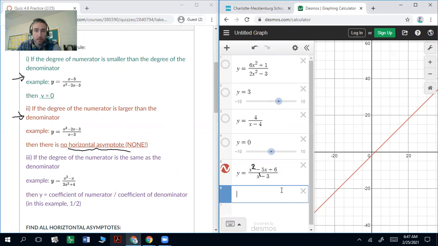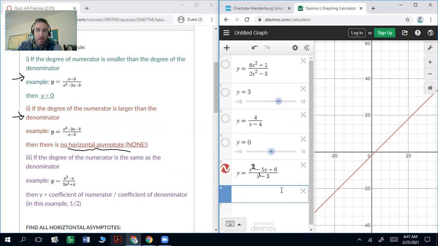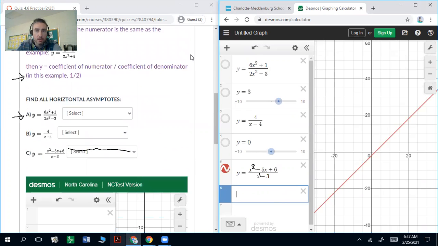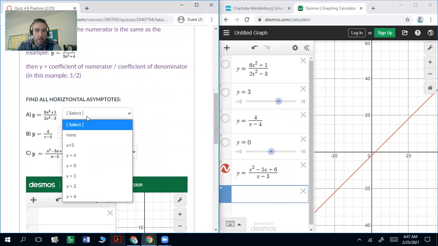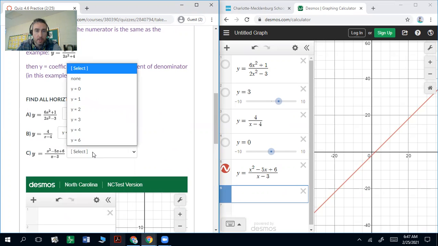So that would just be none, which there is none to graph. It's just none. So let's put those answers in. So y equals 3, y equals 0, and none.